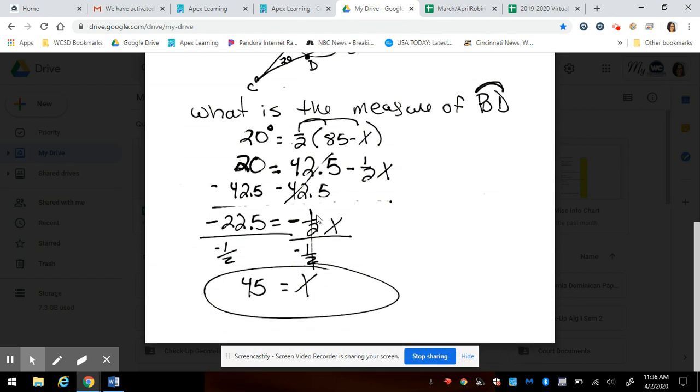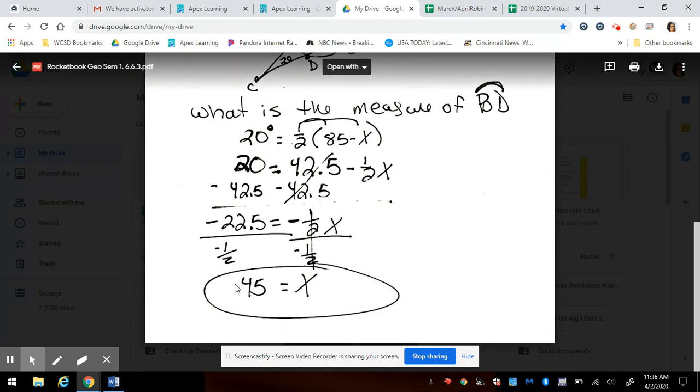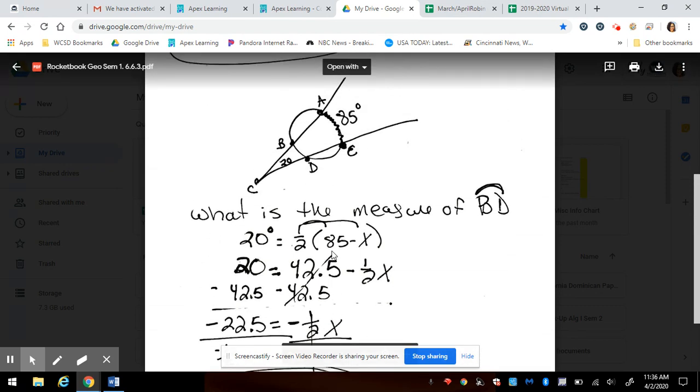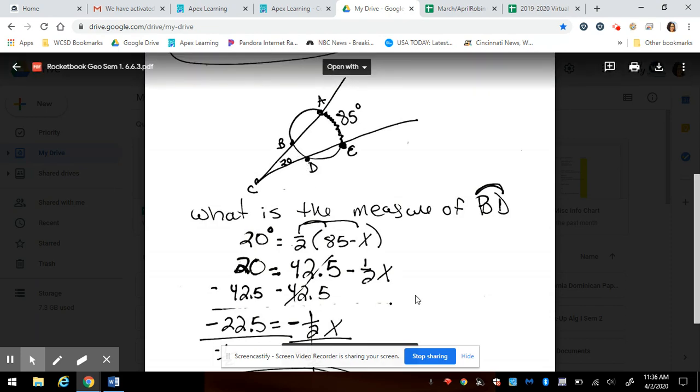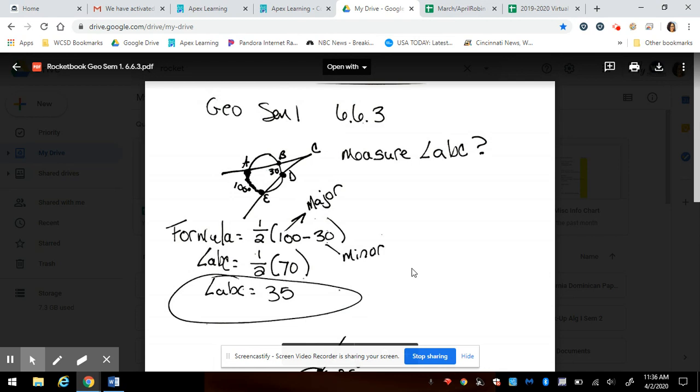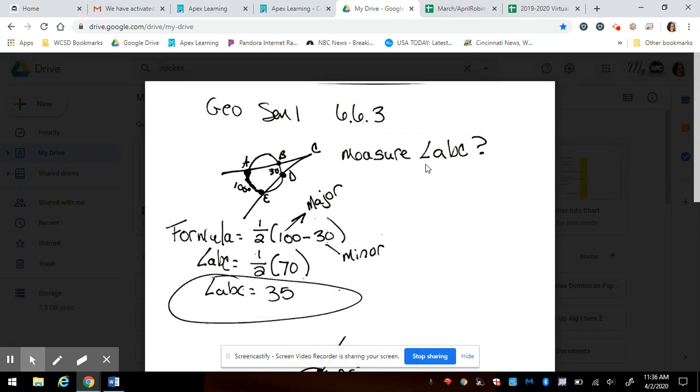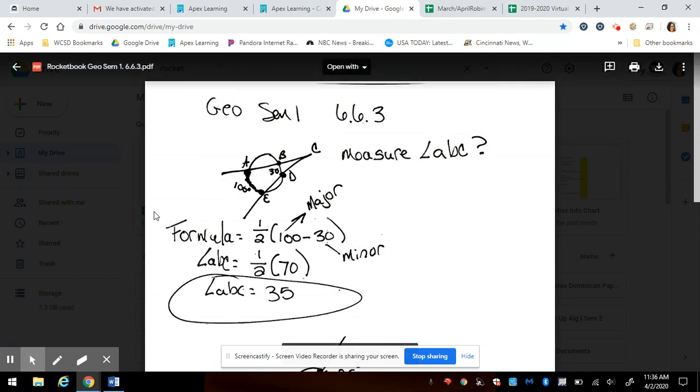So now we have to divide both sides by a negative 1/2. A negative 22.5 divided by a negative 1/2 is going to give us 45. So we know that 45 is equal to x, so our minor arc here is going to be 45. So those are the two types of problems that you are going to find in your quiz for 6.6.3.